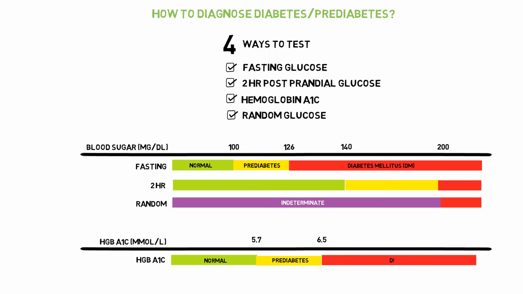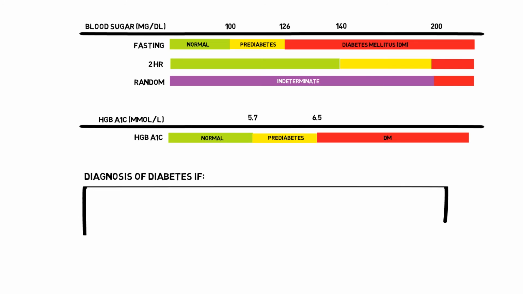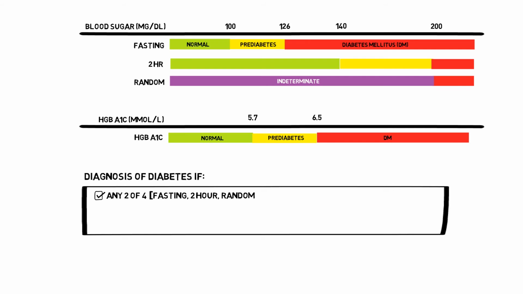Now, to actually make the diagnosis of diabetes, we need to have the following. We could have 2 of the 4 techniques done simultaneously, or the same technique done twice on different occasions.